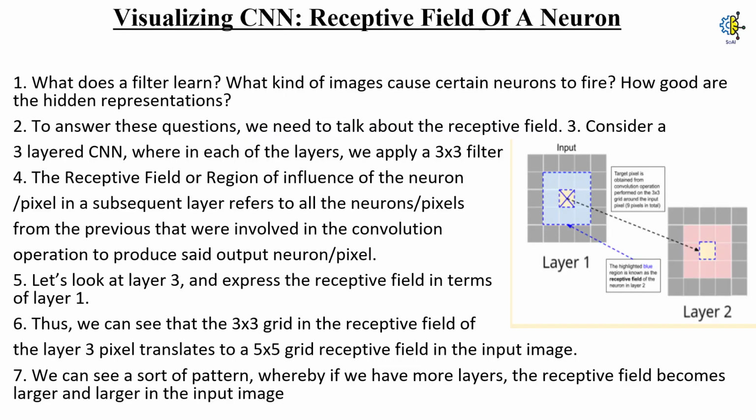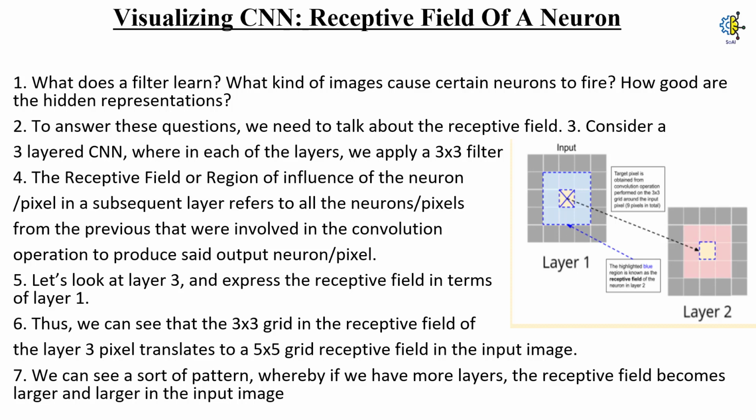Let's start. Visualizing CNN, receptive field of a neuron. What does a filter learn? What kind of images cause certain neurons to fire? How good are the hidden representations? To answer these questions, we need to talk about the receptive field.